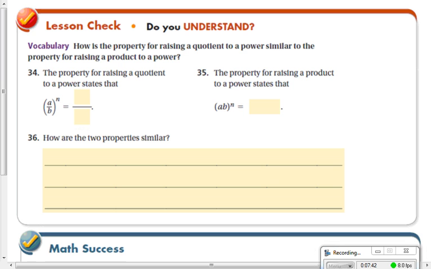All right, we're up to the lesson check. Go ahead and do that, and we'll talk about it next time we meet in class.